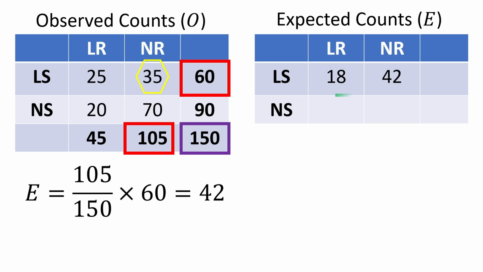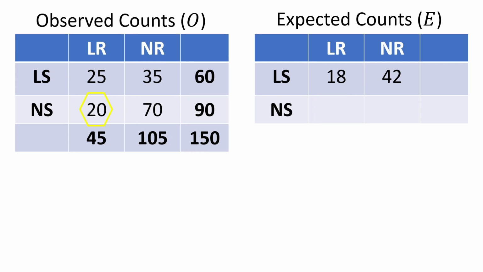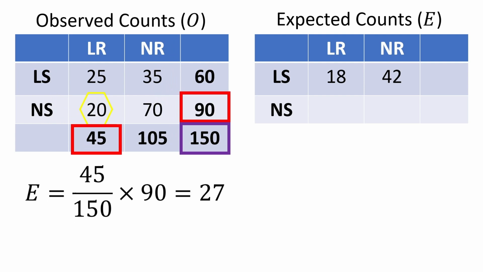So pause the video again and do the next one. Right, so here, we take the column total, 45, divided by grand total, 150, times the corresponding row total, 90. We get a count of 27. And now do the last one. Just pause the video for a minute. Do the last calculation.